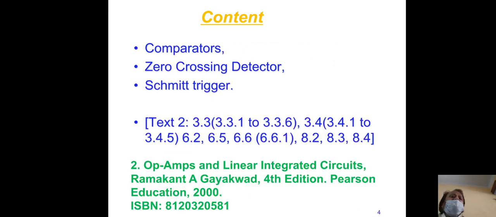And the comparator: you can use the operational amplifier as a comparator, comparing different signals. You can also use it as a zero crossing detector. It is used as a detector also.